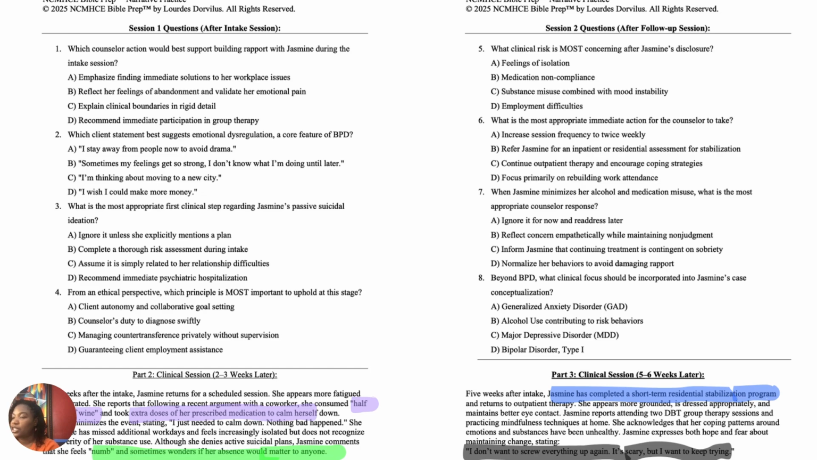In her session five to six weeks after intake, she has completed a short-term residential stabilization program and returns to outpatient therapy. She appears more grounded, she's dressed appropriately and maintains better eye contact. She reports attending two DBT group therapy sessions and practicing mindfulness techniques at home. She acknowledges that her coping patterns around emotions and substances have been unhealthy. She expresses both hope and fear about maintaining change, stating, "I don't want to screw everything up, but I want to keep trying."